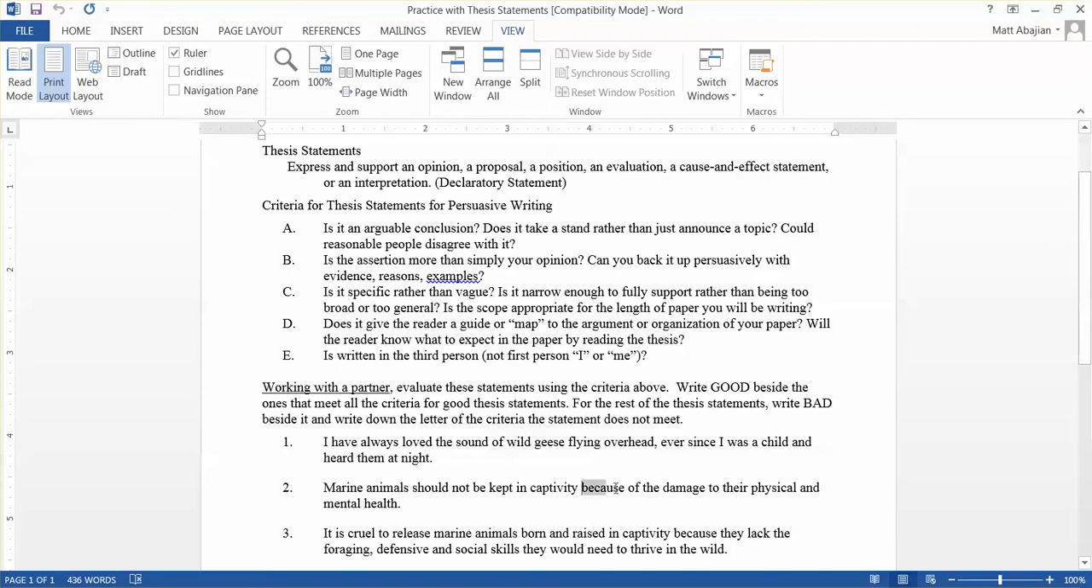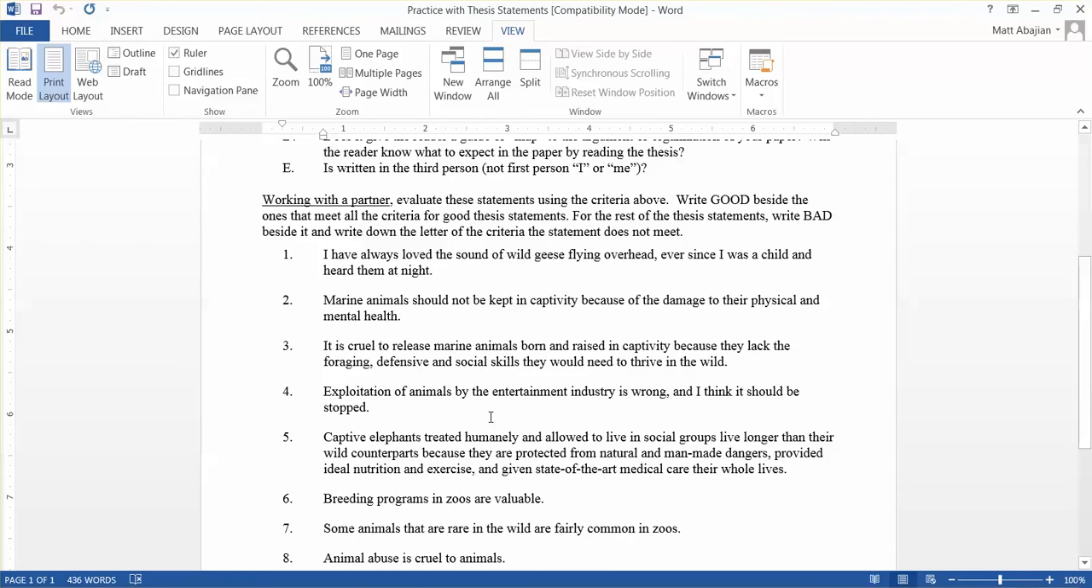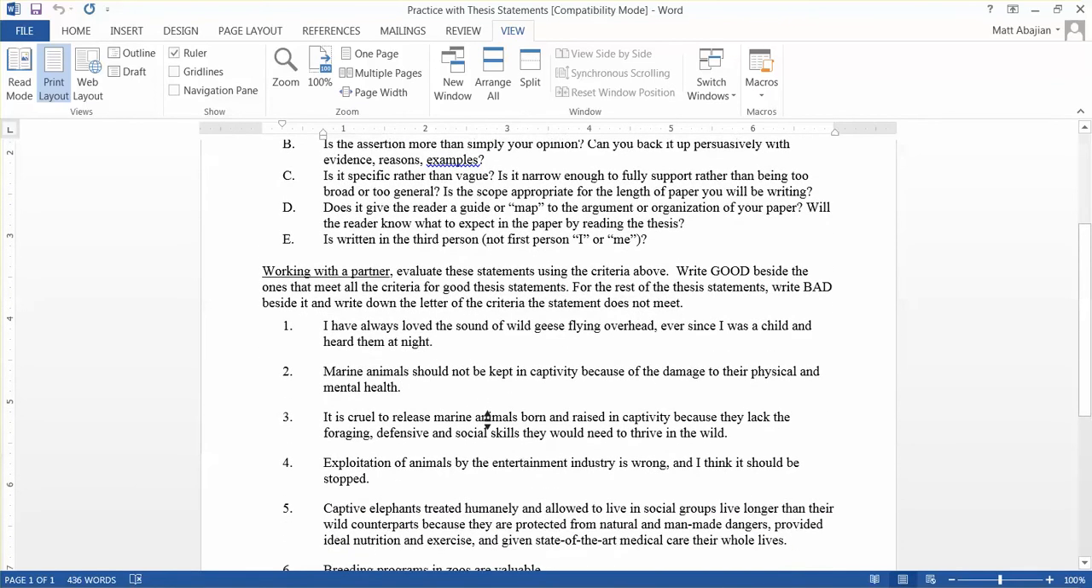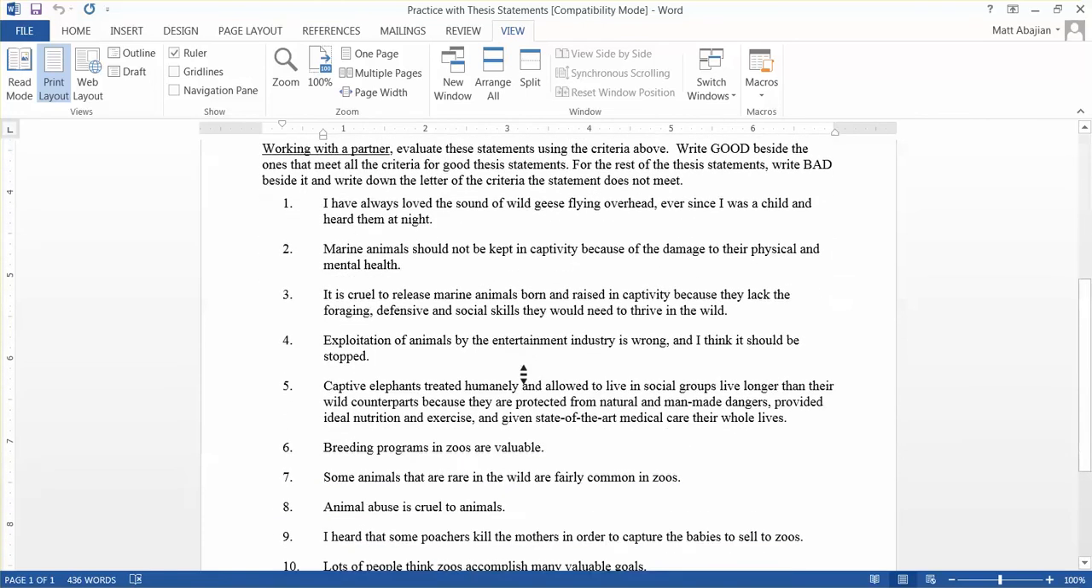Notice the key word here, because. That's a key part because they're giving an explanation of why they believe that. Number 3, it is cruel to release marine animals born and raised in captivity because they lack the foraging, the defensive and social skills. Yes, absolutely, that's a good one. Number 4, exploitation of animals by the entertainment industry is wrong, so they took a stance. And I think it should be stopped. That's a bad one. I don't like the I statement. It's just their opinion. They don't give any reason, so B is a key criteria here.